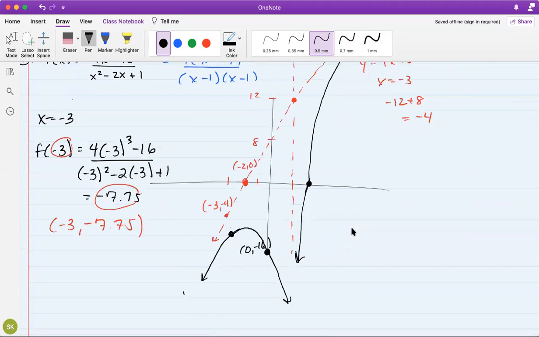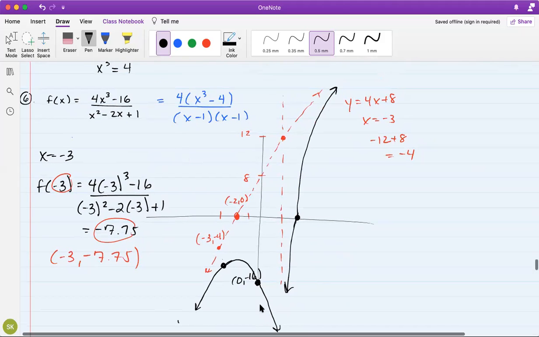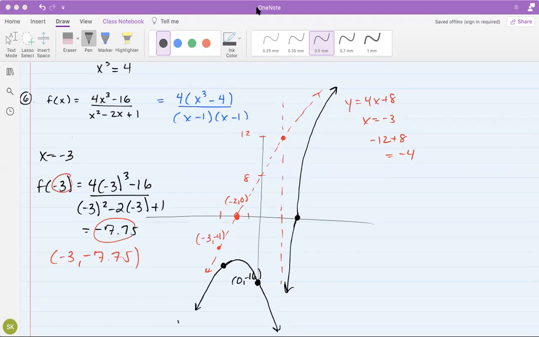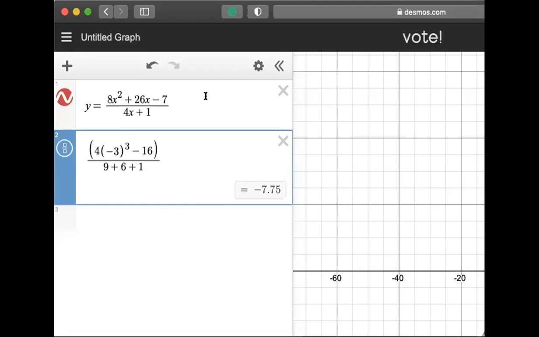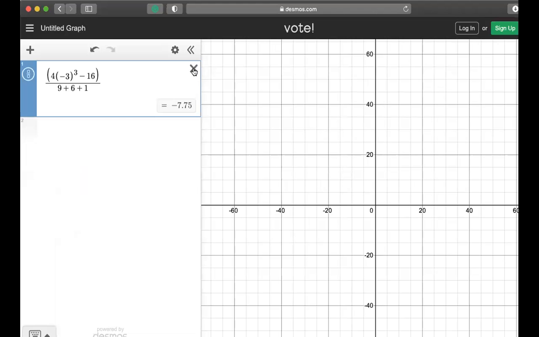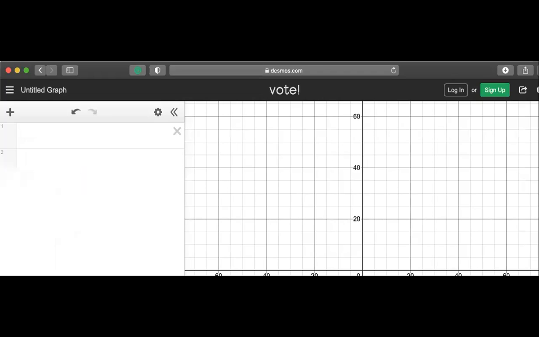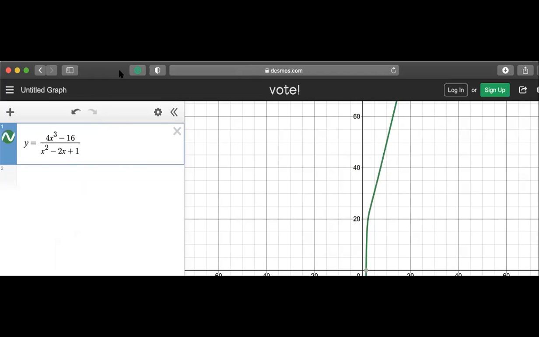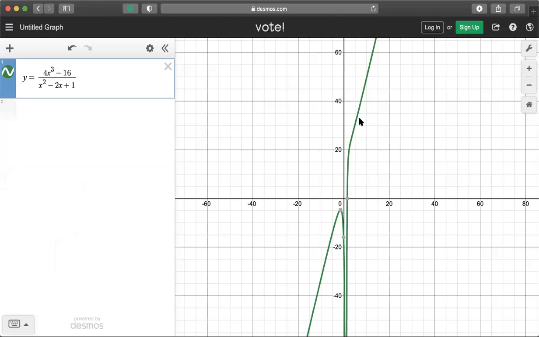So let's see if we're correct. We're going to plot this in our graphing calculator. So let me switch over. This was the old function here. And now we're going to put in the new function, which is y is equal to 4x cubed minus 16 over x squared minus 2x plus 1. And let's see what we got. Okay, do you see how it ended up looking like how I explained it? You got this side here that goes down like we were expecting.